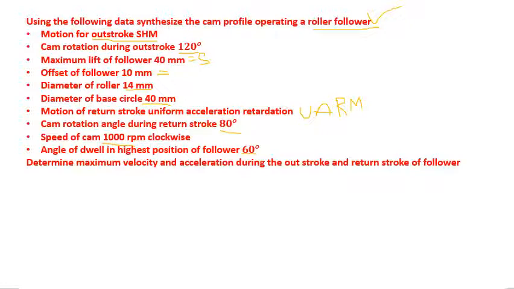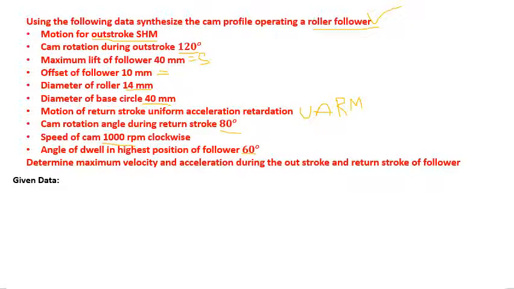Determine maximum velocity and acceleration during the outstroke and return stroke of a follower. So we need to determine maximum velocity and acceleration, both during outstroke as well as return stroke. Outstroke is by simple harmonic motion, return stroke is by UARM. So we need to use the respective formulas in order to find the maximum velocity as well as acceleration.